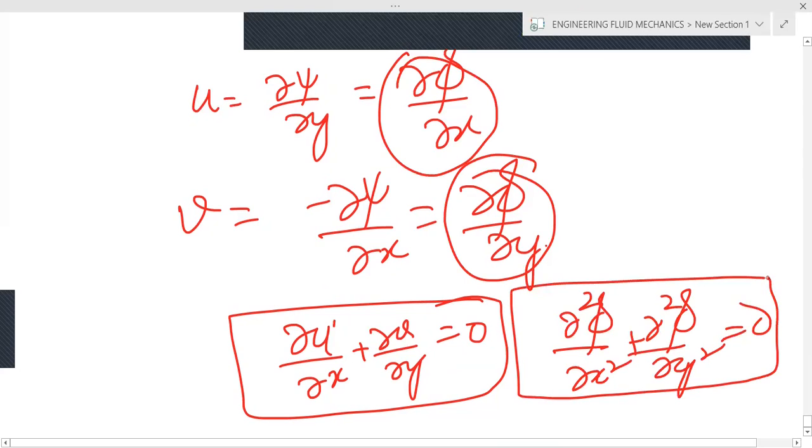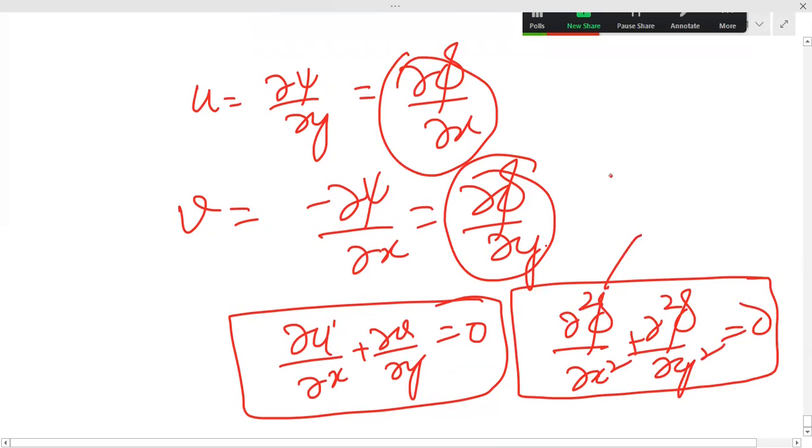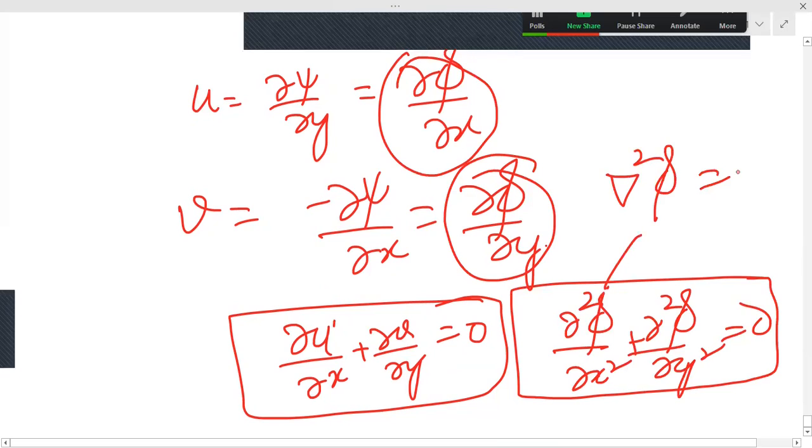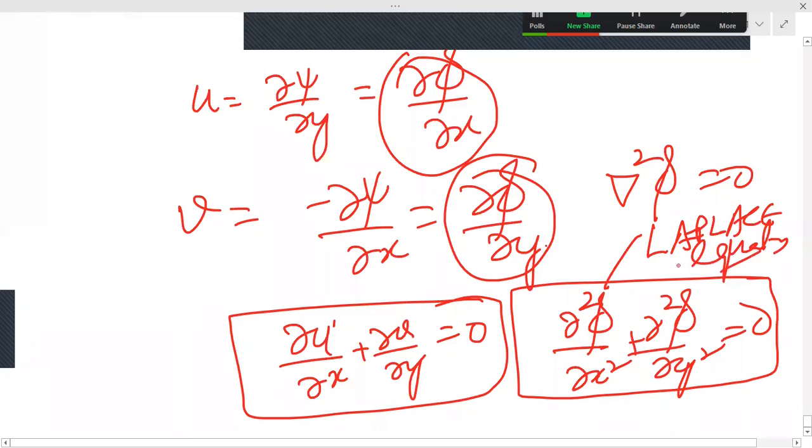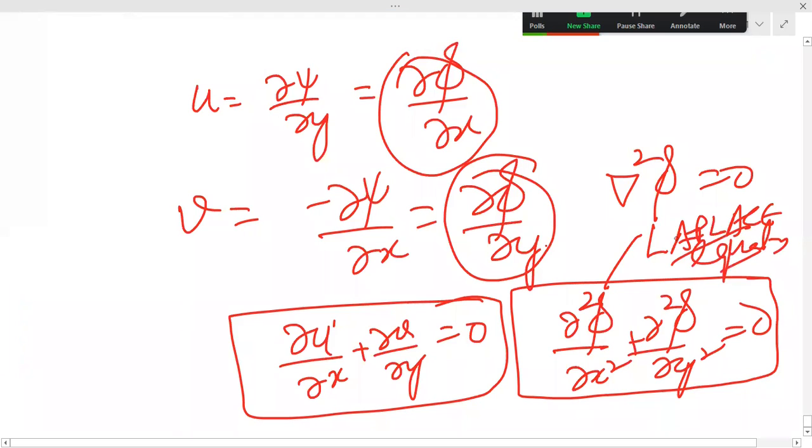And if you remember, what is the type of this equation? This is the two-dimensional Laplace equation, if you remember. So potential function satisfies Laplace equation in 2 dimensions.